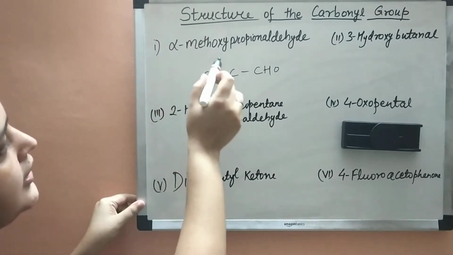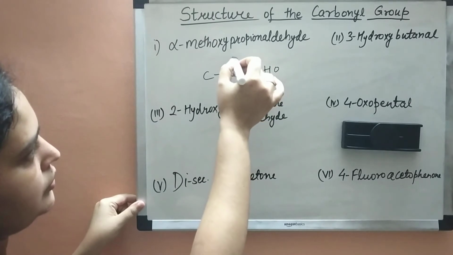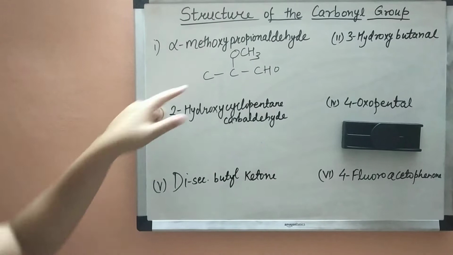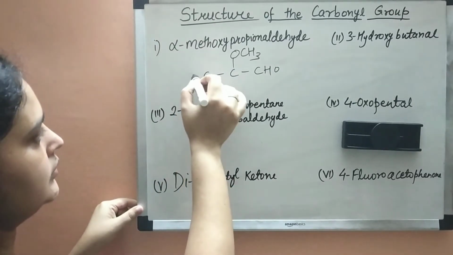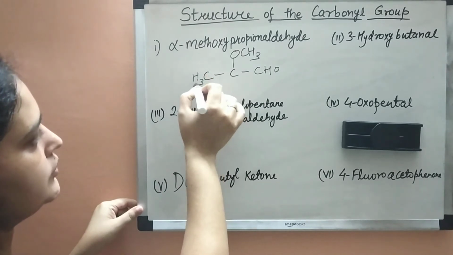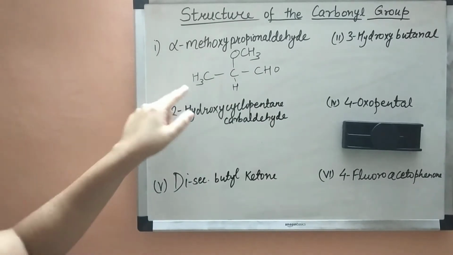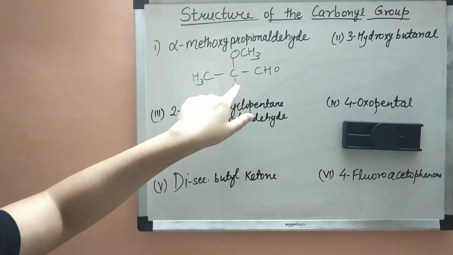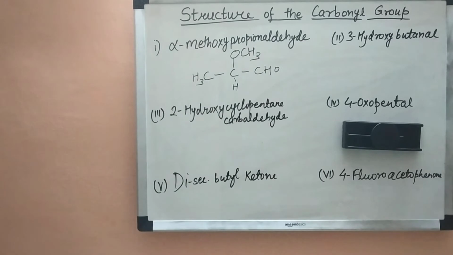And at the alpha carbon atom there is methoxy, so OCH3, right? So this is the basic skeleton. Now we will fulfill the hydrogen, the valency of carbon we will fulfill. So it is CH3, here there is hydrogen atom. So CH3CH or CHO, and at the alpha carbon, that is next to the aldehyde, there is OCH3, that is methoxy. So this is the structure for first compound.